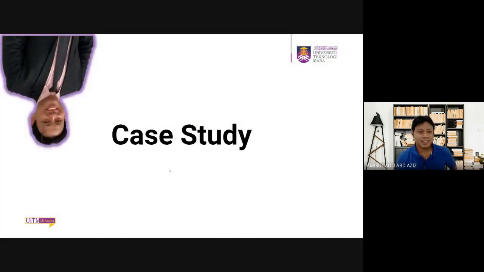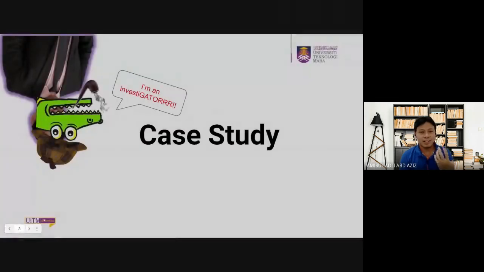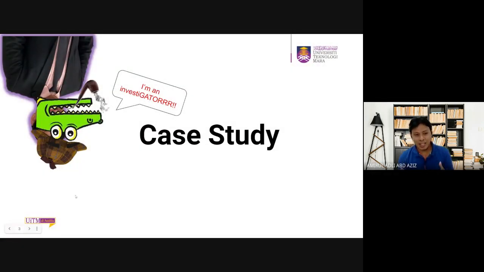Case study. Okay. So basically case study ni kalau nak senang kita simplify kan is actually you being an investigator. So you investigate the case, because it's clear in the name, it's a case, and you investigate the case. And then it has to be something specific, a specific phenomenon, a specific group, a specific individual. It has to be very specific. You cannot have a topic that is very general or broad. So that doesn't fit in the objectives of a case study.